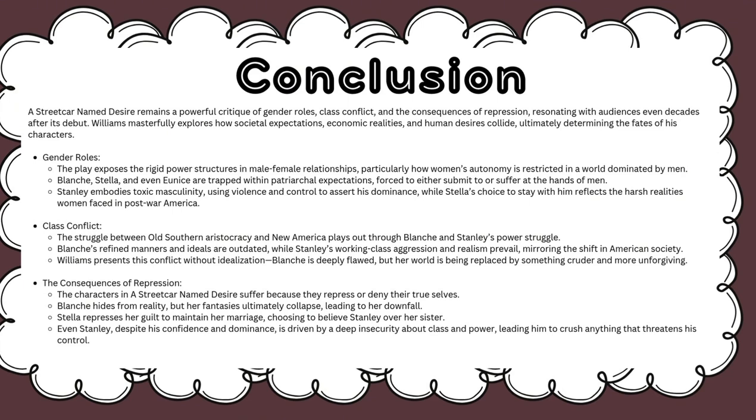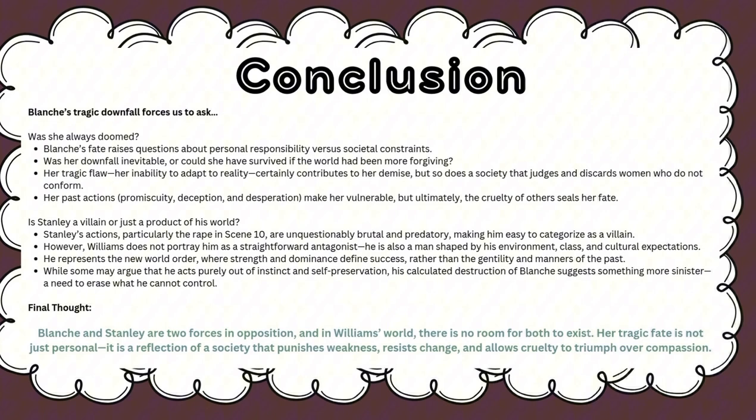And then we have the consequences of repression. The characters in A Streetcar Named Desire suffer because they repress or deny their true selves. Blanche hides from reality, but her fantasies ultimately collapse, leading to her downfall. Stella represses her guilt to maintain her marriage, choosing to believe Stanley over her sister. Even Stanley, despite his confidence and dominance, is driven by a deep insecurity of class and power, leading him to crush anything that threatens his control.